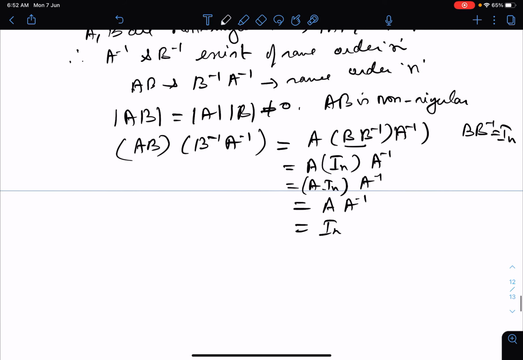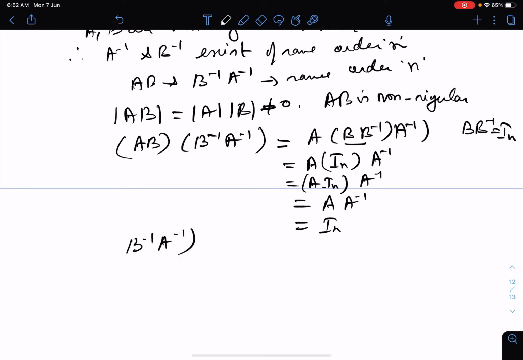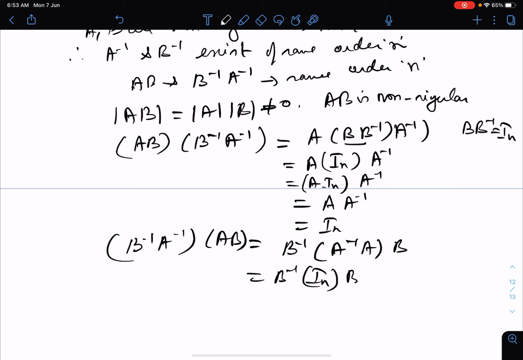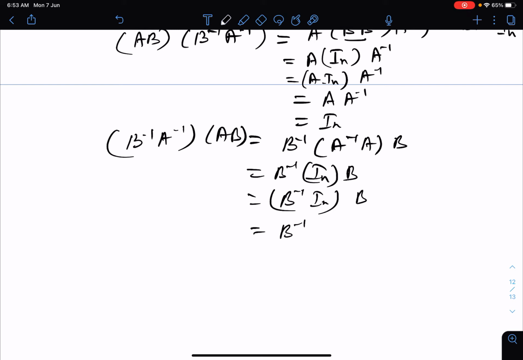So what can we say from this? The same way you can prove for this also: B inverse A inverse into AB is equal to, by the associative law, B inverse into A inverse A into B, which is IN into B. Now combine these two. You get back B inverse B, because anything multiplied with the identity matrix gives the same. So again this is equal to IN. So this is 1 and this is 2. Both are equal to IN.